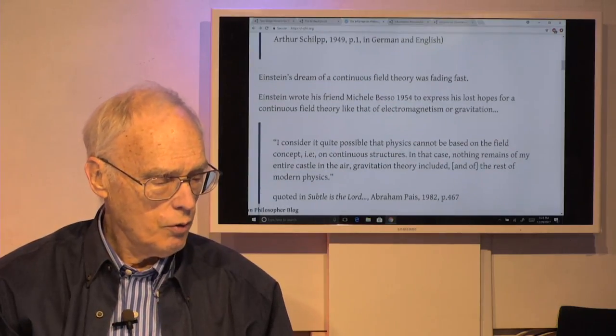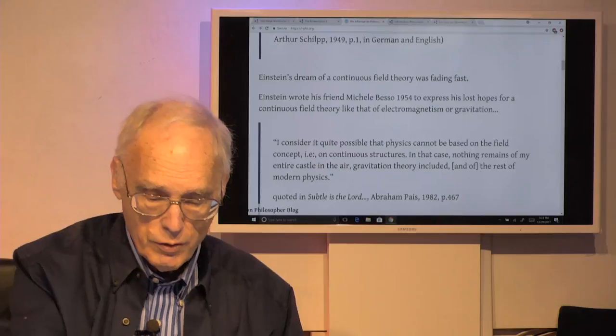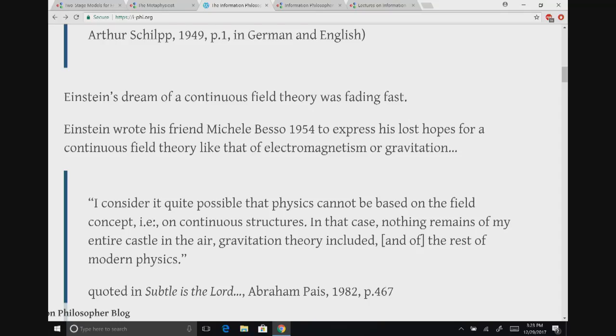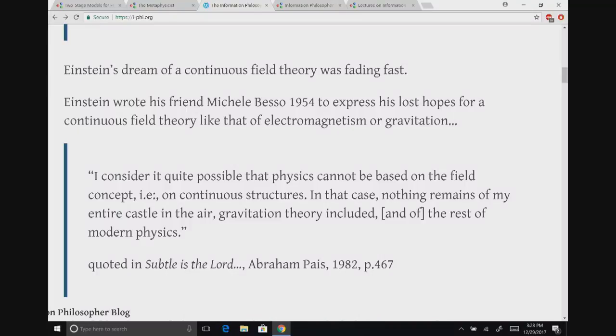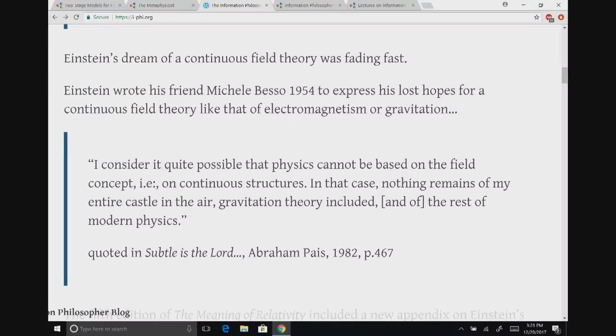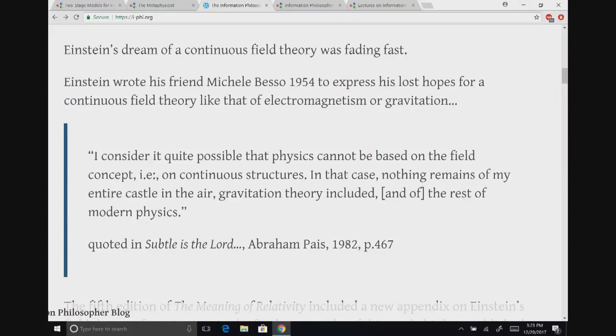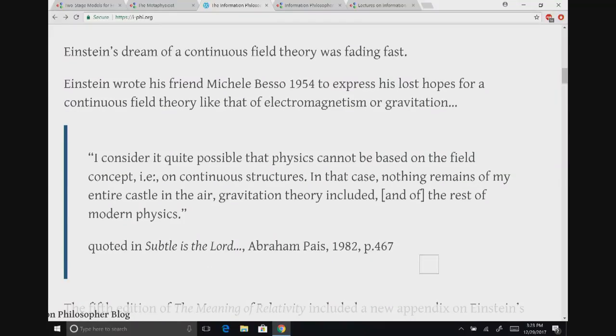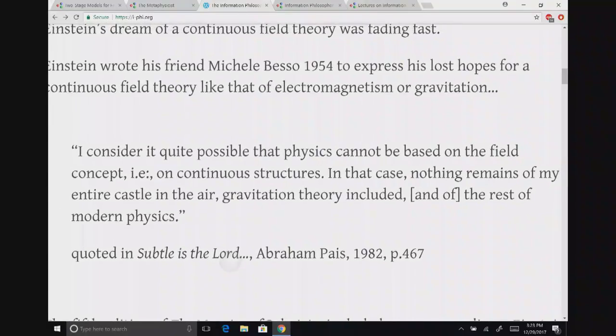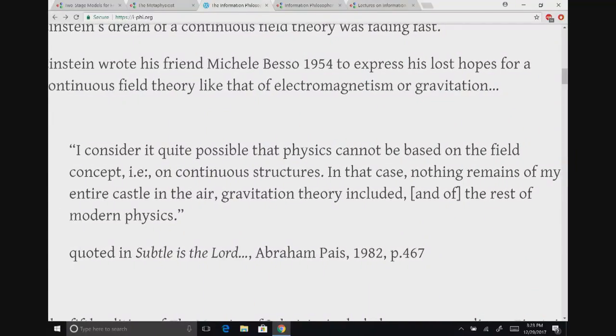So again, 2 years before his death, or one really, Einstein wrote his friend Michael Besso to express his lost hopes for a continuous field theory like that of electromagnetism or gravitation. He says, "I consider it quite possible that physics cannot be based on the field concept, on continuous structures." And in that case, think how devastating this must be to, in some way, the smartest physicist of all time. "In that case, nothing remains of my entire castle in the air, gravitation theory included, and of all the rest of modern physics."